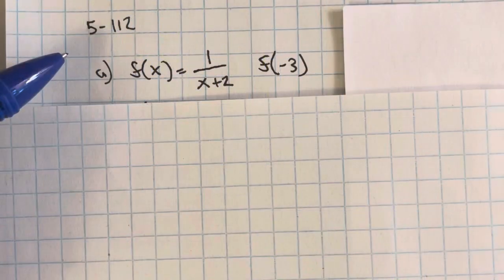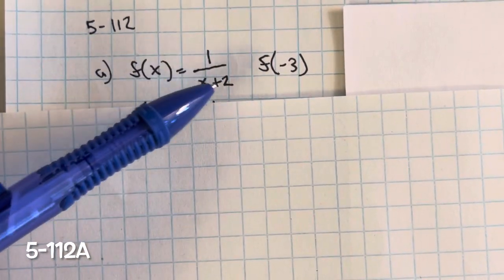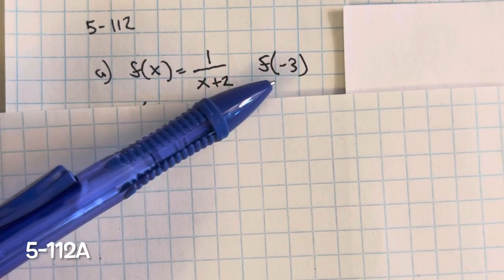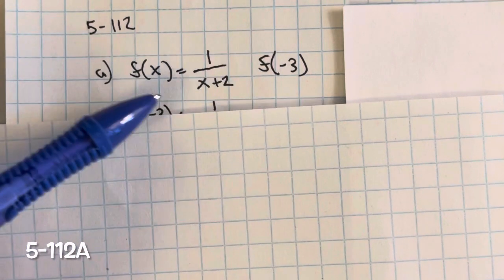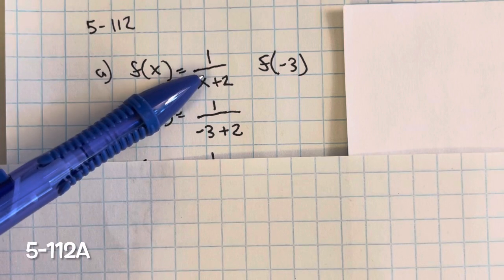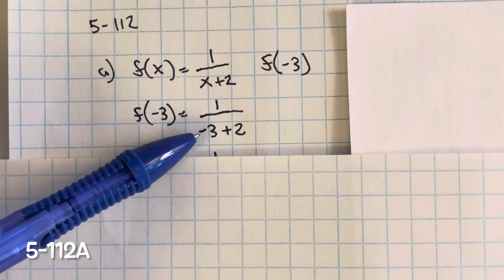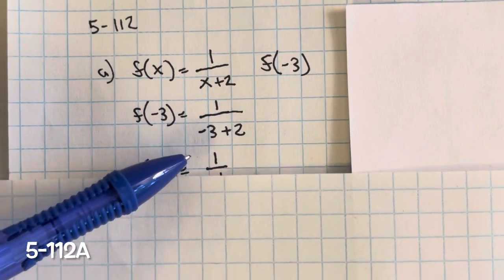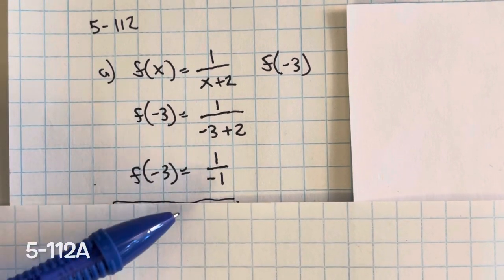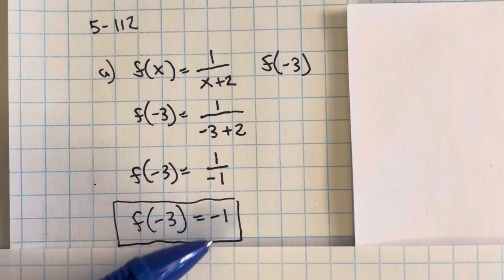For 112, we need to calculate each of the following values. So if f(x) equals... f(-3), we plug in -3 for the x values. So here's the x. f(x) where x equals -3. And so now we simplify. -3 plus 2 equals -1. And we have -1 divided by -1 equals 1. So f(-3) equals 1.